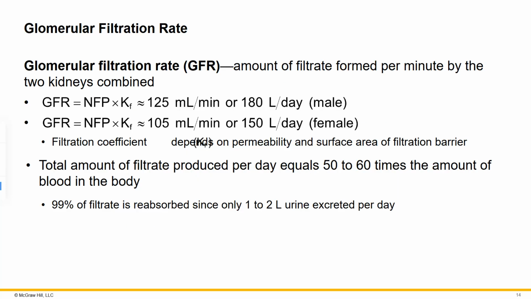The glomerular filtration rate is the amount of filtrate formed per minute by the two kidneys. The total amount of filtrate produced per day equals 50 to 60 times the amount of blood in the body. 99% of filtrate is reabsorbed since only 1 to 2 liters of urine are excreted per day.